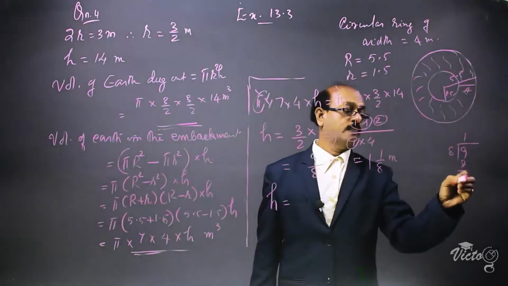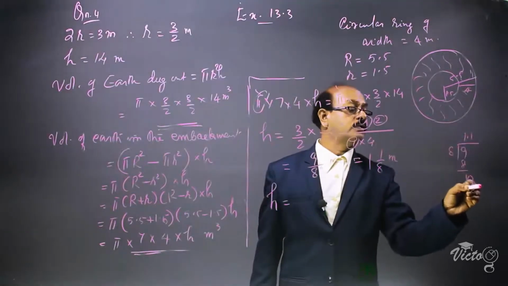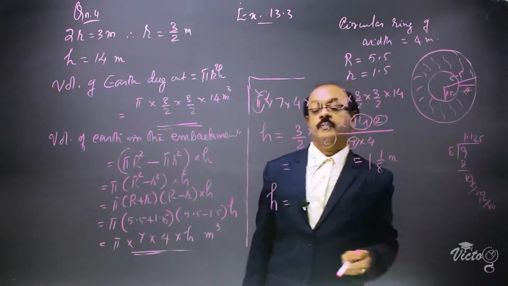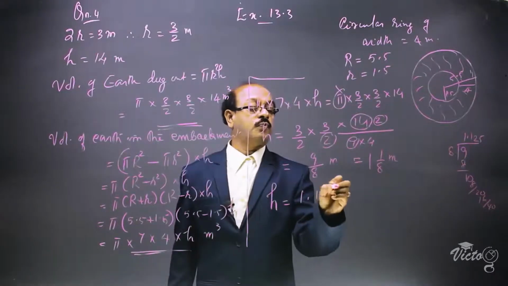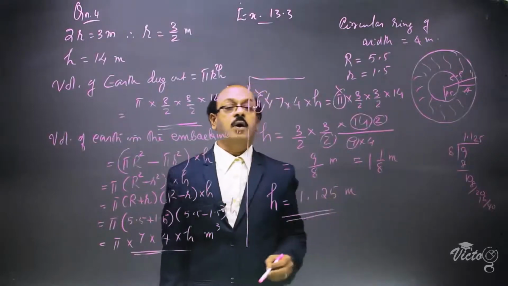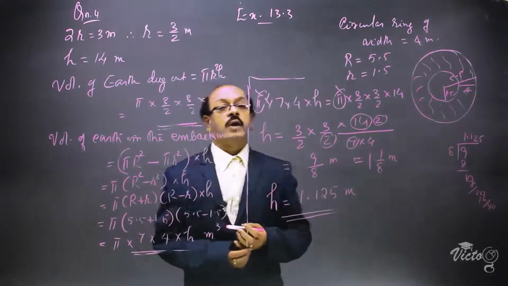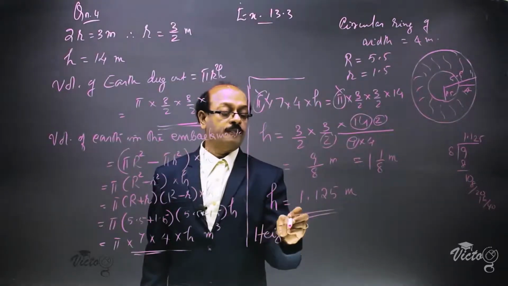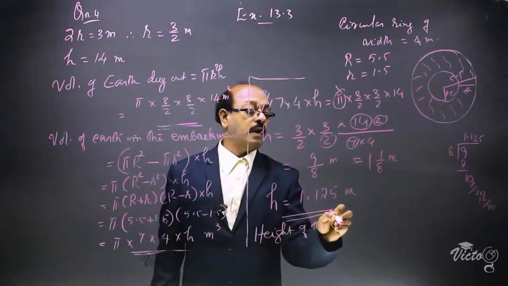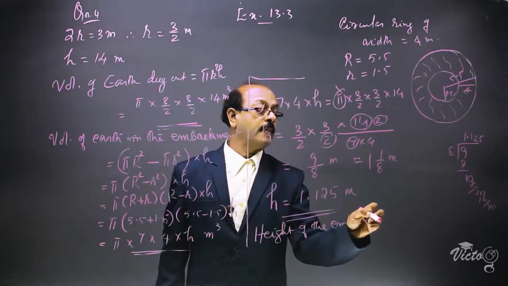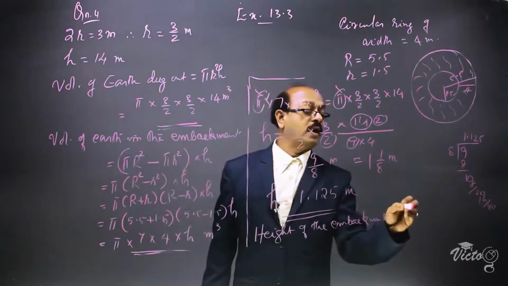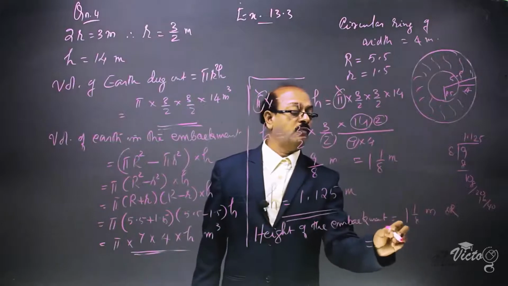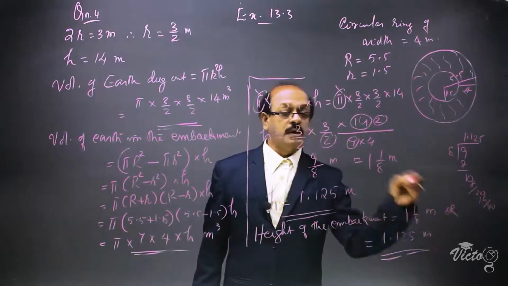Dividing, we get 1.125 meter. We are getting the height of the embankment as 1.125 meter. So we can conclude that the height of the embankment is equal to 1 and 1 by 8 meter or 1.125 meter. This is the required answer.